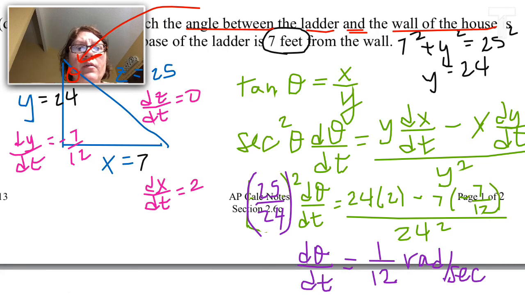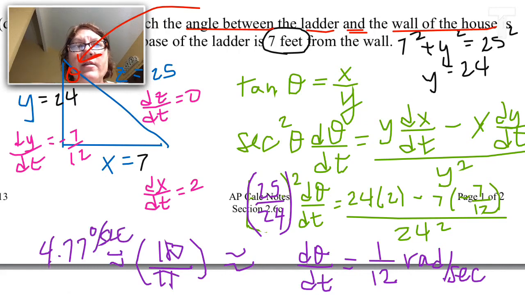So hopefully you got to 1/12. Remember, if we want to convert that into degrees, we have to multiply by 180 over pi, which would give us 4.77 degrees per second. So remember, if you're having trouble with these, I am available before school, at lunch, and in the library after school.